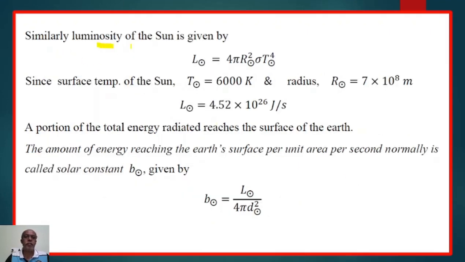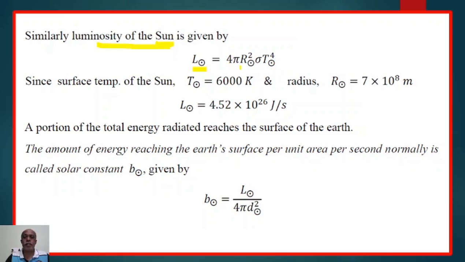Similarly, the luminosity of the Sun is L of Sun equals 4 pi R square of Sun into sigma T power 4 of Sun. A circle with a dot at its center represents the Sun. That is how we represent the Sun in astrophysics. And this expression gives the luminosity of the Sun.